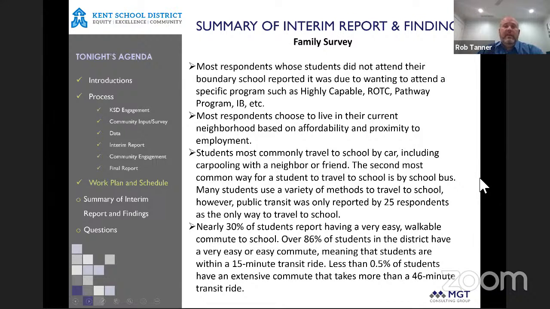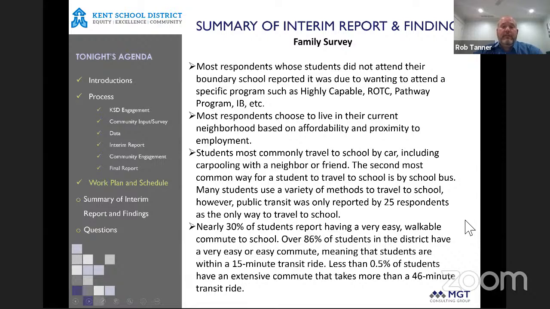The family survey, these are just highlights. We have all of the raw data in the report for you to see, but just hitting the highlights. Most of the respondents whose students did not attend their boundary school said that was due to them wanting or needing to go to some other program that was only hosted at a school outside of their boundary. Most respondents said they chose to live where they lived due to affordability or proximity to their employment.